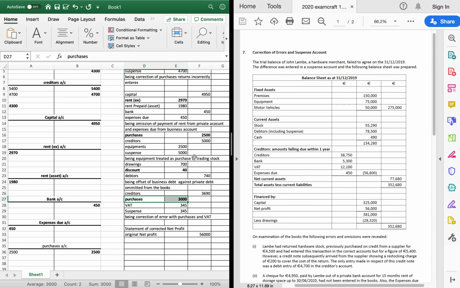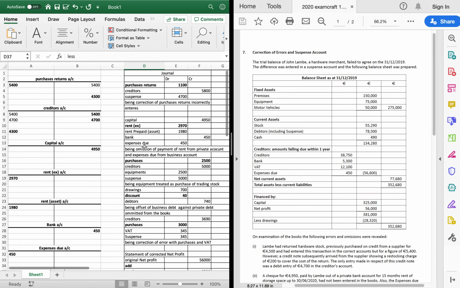So we're looking for any credits to add on first. So the only one that's a credit is this purchases of 2,500. Doesn't matter that it's purchases. The only thing that matters is that it's a credit. So you add on all credits. All right. So then we're going to take away all debits.